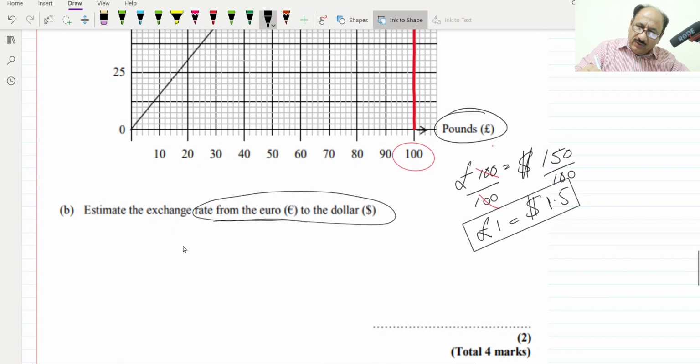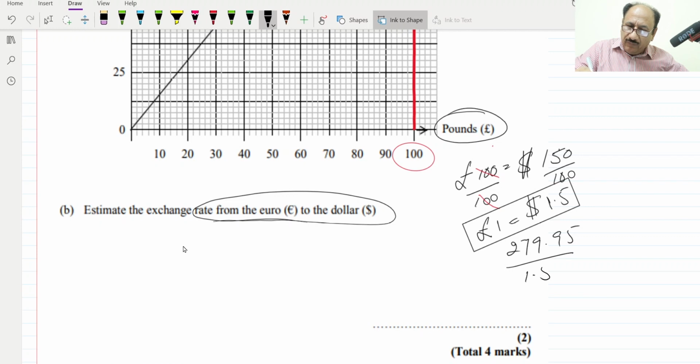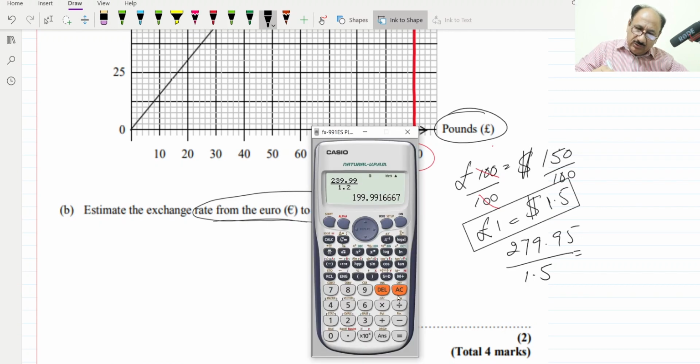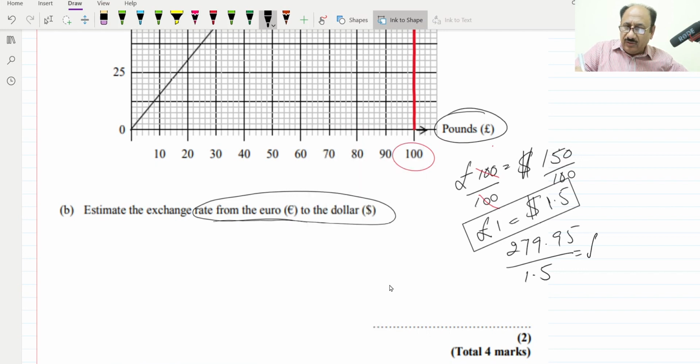So if 1 pound is equal to this one, so $279.95 divided by 1.5 will be equal to how many pounds? So we will check this by calculator. So this will be 279.95 divided by 1.5, which is the conversion ratio which we found, is equal to 186.6. So I will round it and I will write 187 pounds.